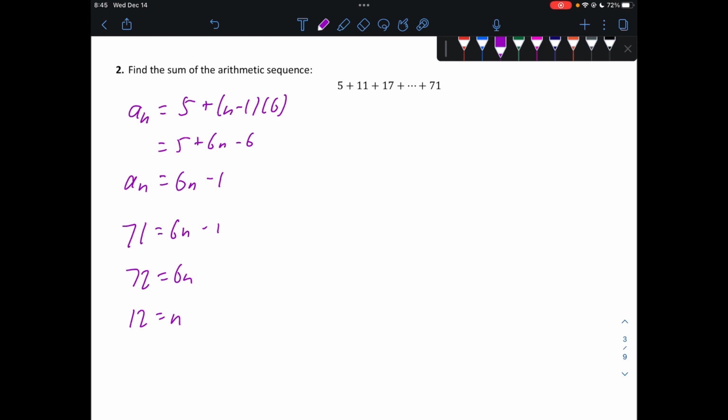So there are 12 terms in this sequence, which means the sum of the first 12 terms would be 12 over 2 times 5 plus 71, which is 6 times 76, which is 456.